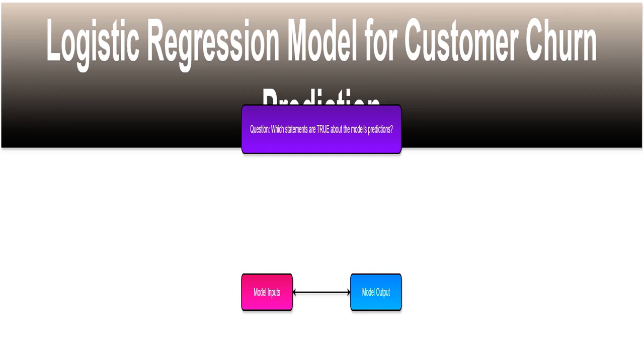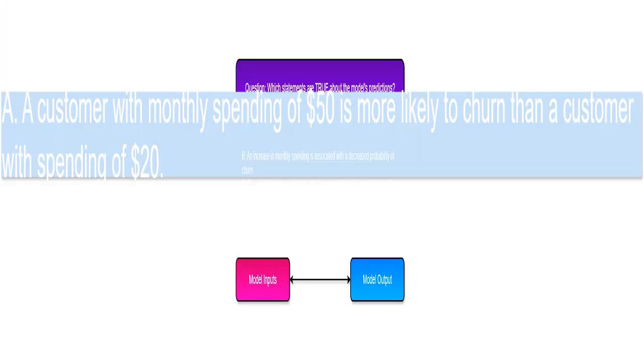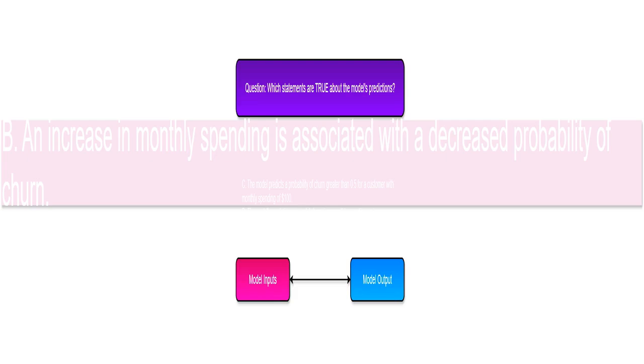monthly spending. This statement is incorrect. Since the coefficient for monthly spending, 0.1, is positive, increasing monthly spending increases the log odds, and therefore the probability of churn. I can show this using the equation. Let's check this. Plugging $100 into the logistic regression equation with the provided values yields a probability above 0.5, so this statement is true. That means the model predicts that a customer spending $100 is more likely to churn than not.